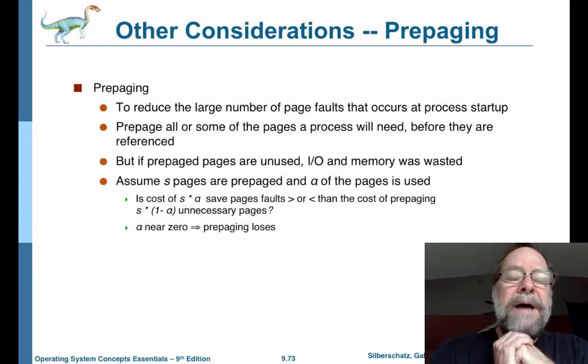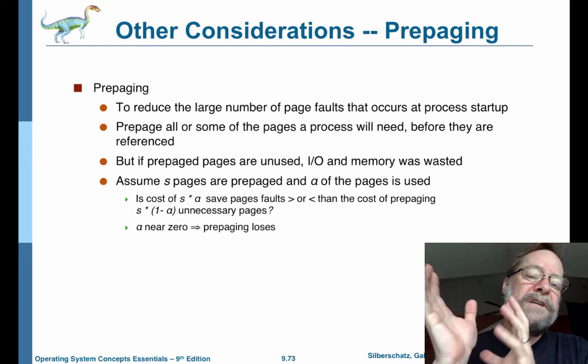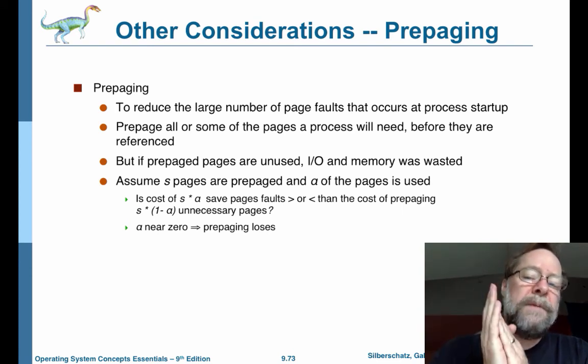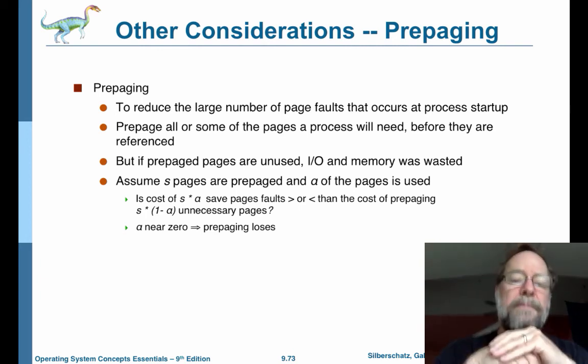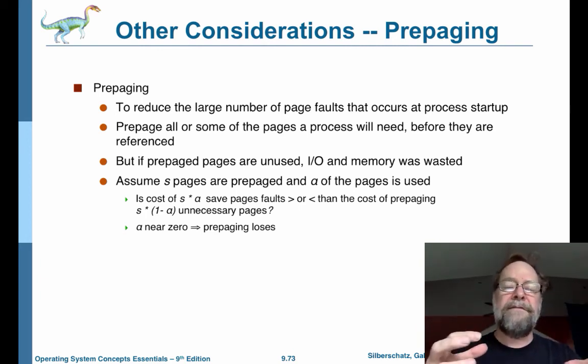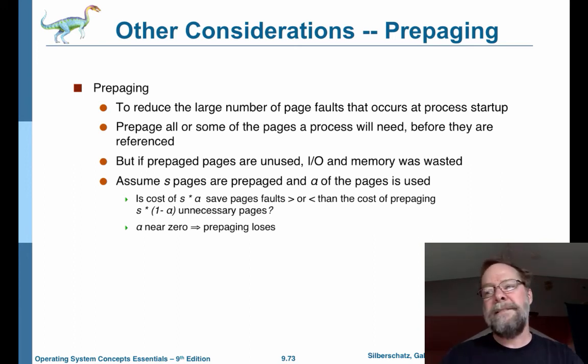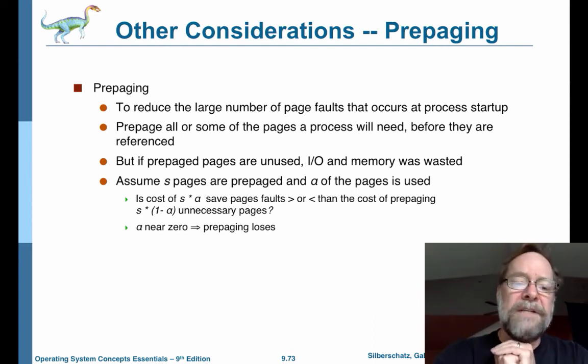Other things you might worry about with virtual memory is prepaging. What you might choose to do is, when a process is first brought in, instead of bringing in just 1 or 2 pages, bring in a whole bunch of pages all at once, maybe the first 100 pages of the process. And hopefully that block transfer of data from the hard drive will be much faster than doing 100 one-page accesses to page faults to bring them all in.